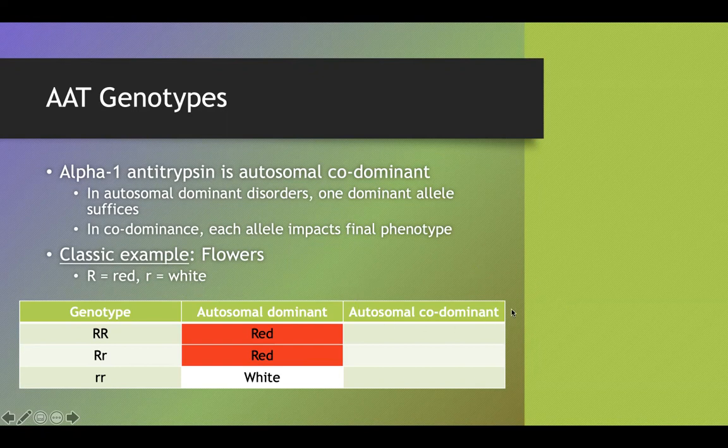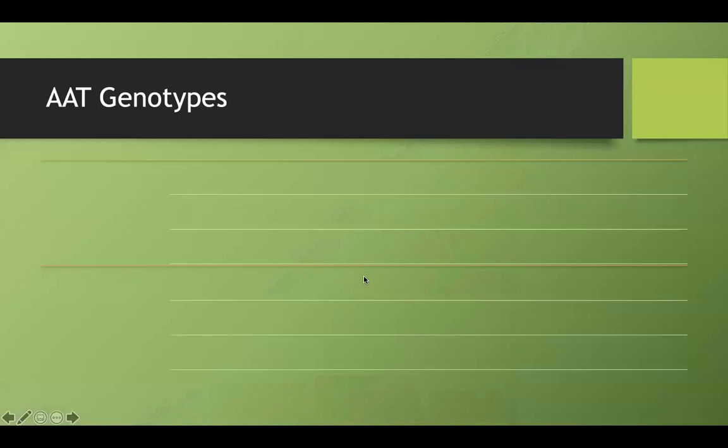Now, autosomal codominant disorders are a little different in that if you have both big R's, sure, you'll still have this same phenotype. But the difference is that because every allele contributes, even this little tiny little r will actually contribute to the final phenotype. So you'll get a mixture of red and white, so it might phenotypically look pink. And then finally, if you have two little r's, you'll get white. The reason I wanted to mention this framework is that we're going to find out in AAT, there are going to be a few different alleles, and each of them will contribute to the final phenotypic load.